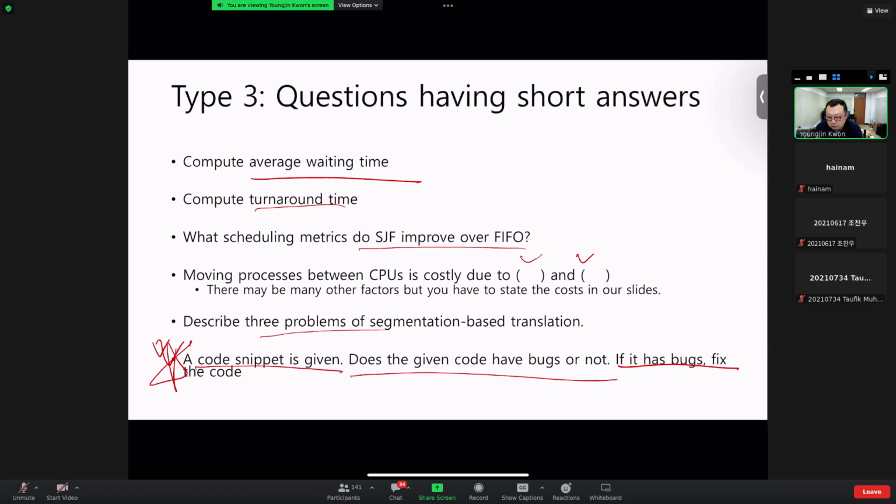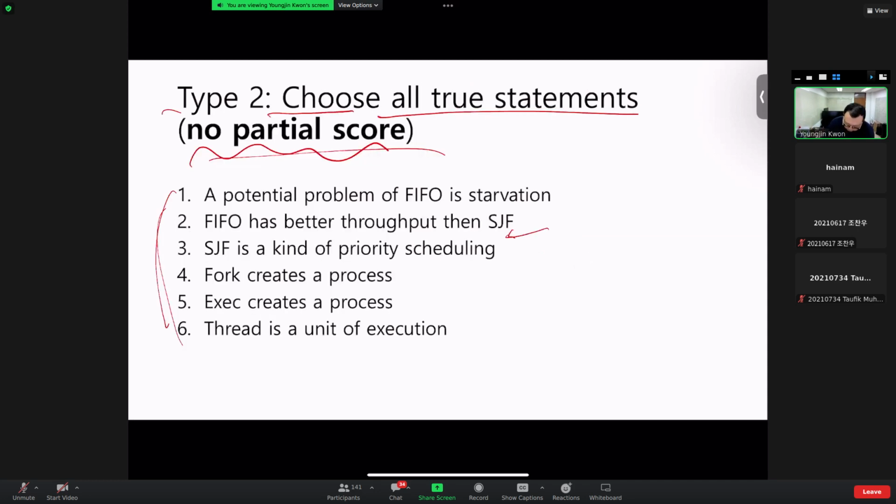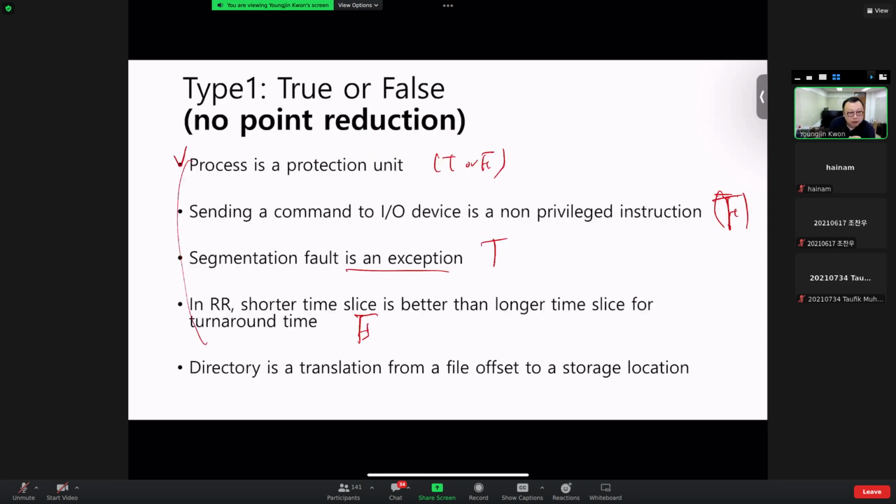Can you tell me the portion of each type of question? It depends. Usually, in past exams, 40% true false, 20% choose all, and 30% short answer.